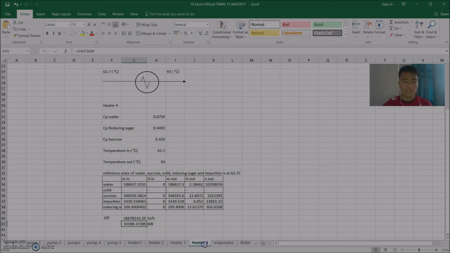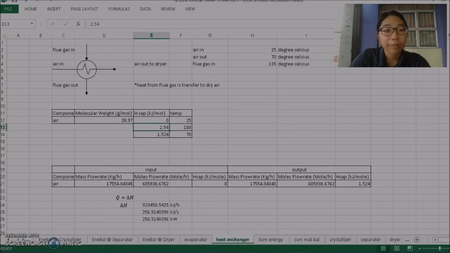320,640.7264 kilowatts. So for the last heater, we use it to increase the temperature from 62.7 degrees Celsius to 93 degrees Celsius. So first we set the reference state of water and the rest at 62.7 degrees Celsius. So we calculate the delta H equal to 10,188.3726 kilowatts. Okay, so now I'll be talking about energy balance in our heat exchanger.